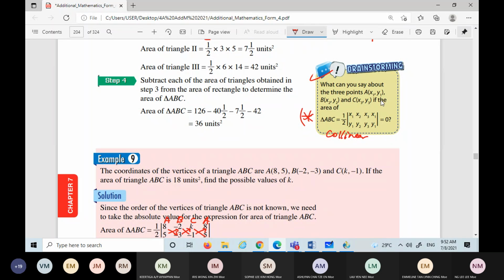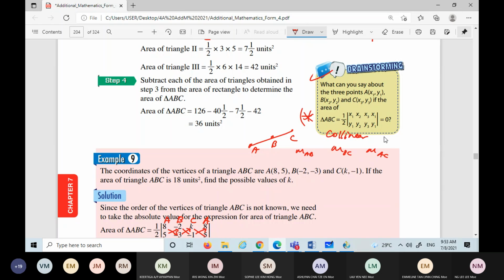Another way of proving this is collinear is by using the gradient. You have to find the gradient of the points, for example point A, point B, and point C. You find the gradient of AB, and then the gradient of BC, or the gradient of AC. Of these three, you find either two, and then show they are equal. Then they are collinear.